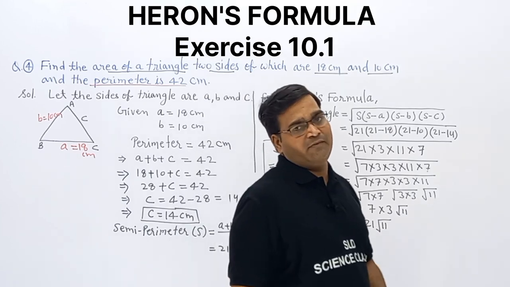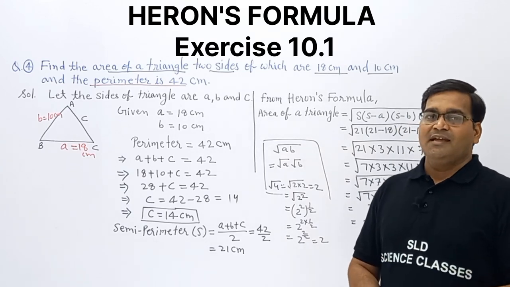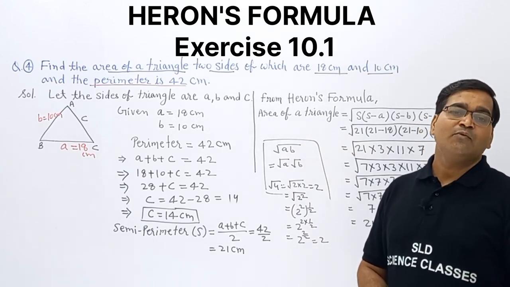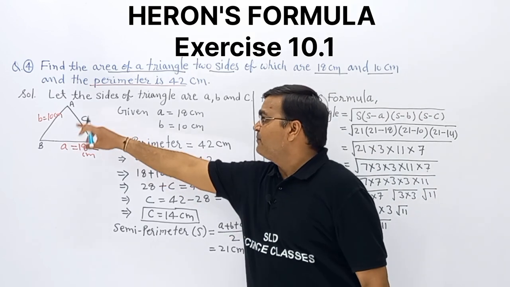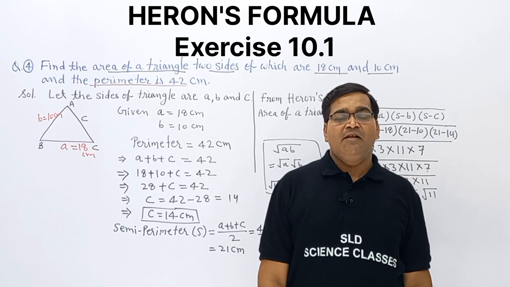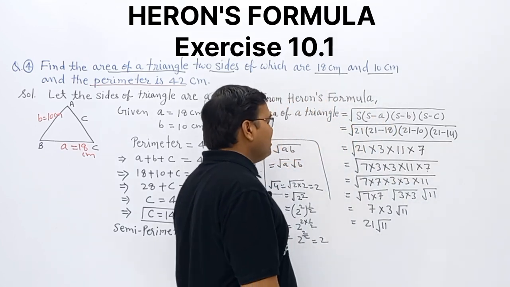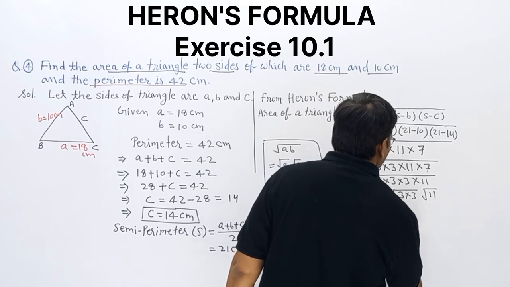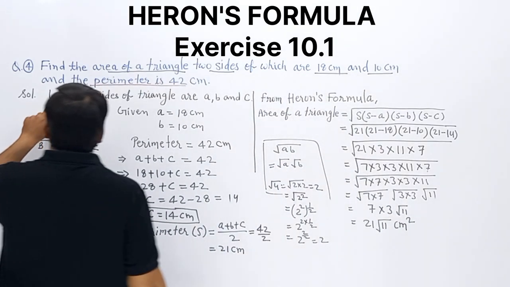And what is the unit? Unit is required. We are finding what? Area. Area having what unit? All sides are in centimeter. So its area will be centimeter square. What is the meaning of area? Area means what?